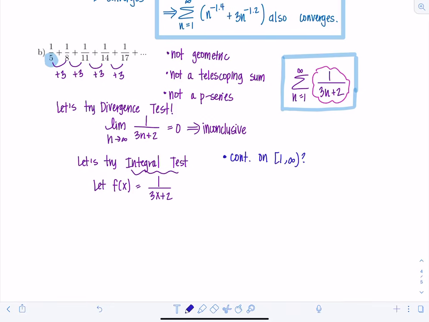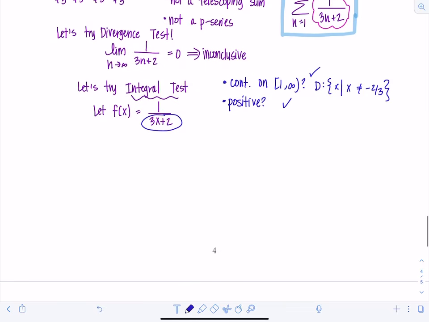Well, what's the domain for this function here? I could see it's going to be undefined at -2/3. So the domain is all x's such that x doesn't equal -2/3. But we're fine on 1 to infinity, right? That's not going to be a problem for us. So we're good. Is it positive on that interval? Well, yes, if I'm only substituting in 1 to infinity for x, we're good to go. And then, is it decreasing?